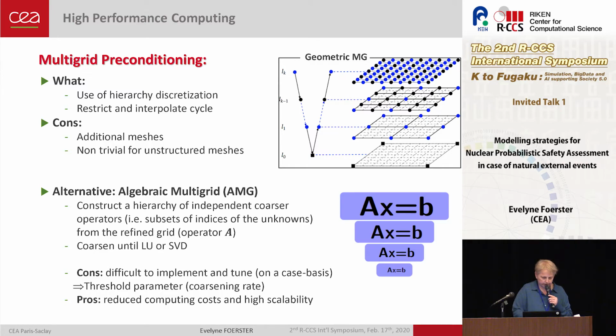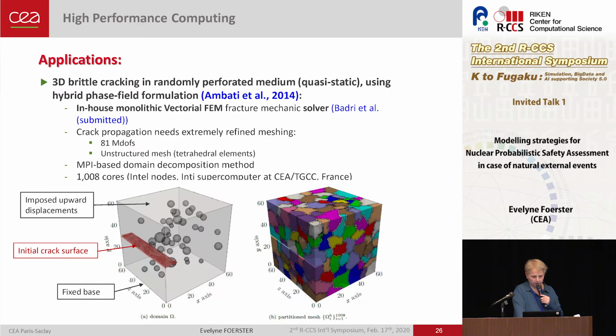refine. So we are working on operators, and the cons, however, is the difficulty to implement such an alternate preconditioning method, because each time we have to use it, we have to tune it. We have to tune the threshold parameter, for instance, which is the Coulson rate. However, the pros are we have reduced computing cost and very high scalability.